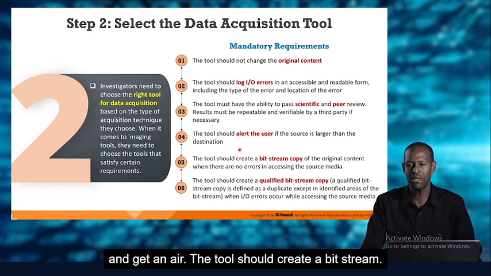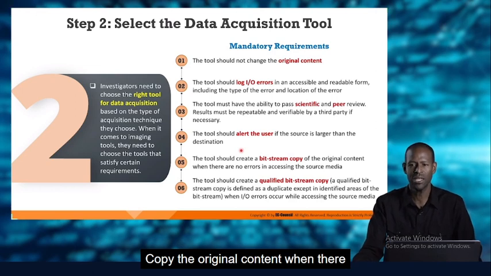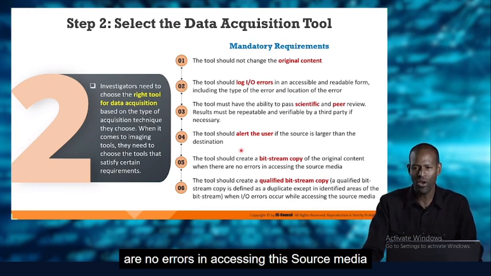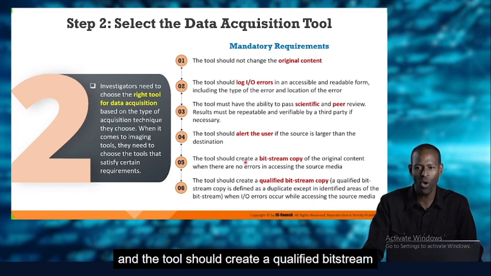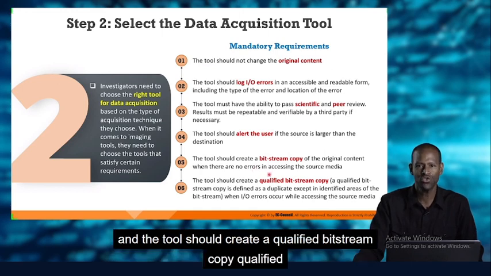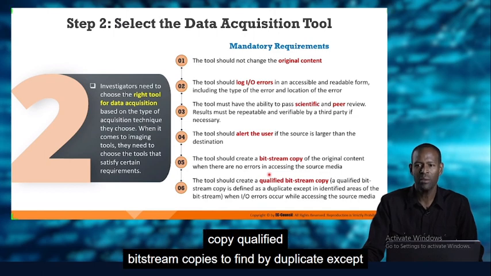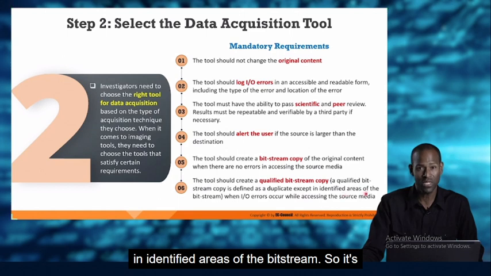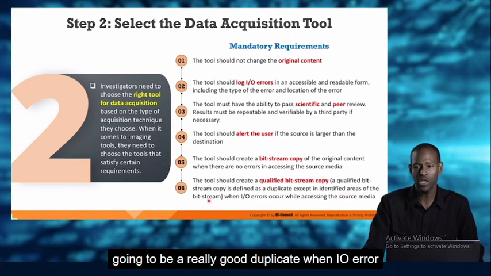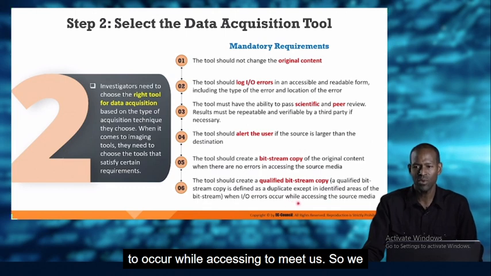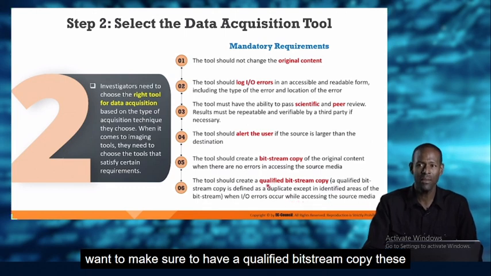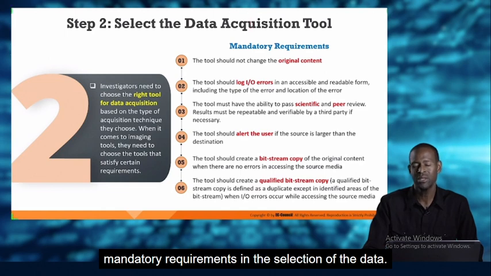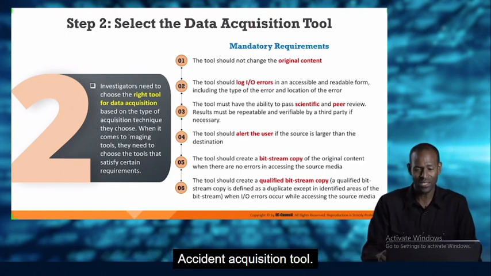The tool should create a bitstream copy of the original content when there are no errors in accessing the source media. And the tool should create a qualified bitstream copy. Qualified bitstream copy is defined by duplicate, except in identified areas of the bitstream. So it's going to be a really good duplicate when I/O errors occur while accessing the media, so we want to make sure to have a qualified bitstream copy. These are mandatory requirements in the selection of the data acquisition tool.